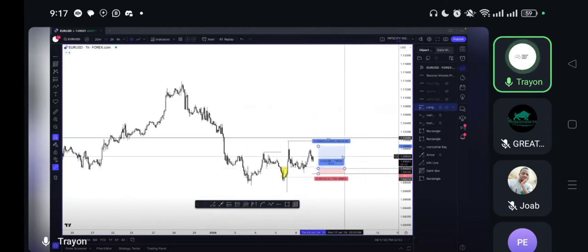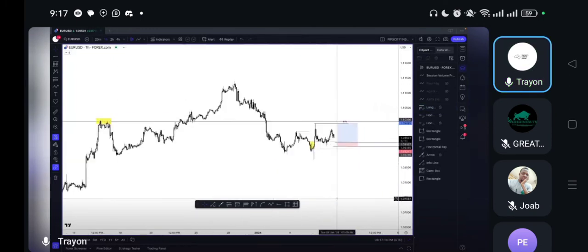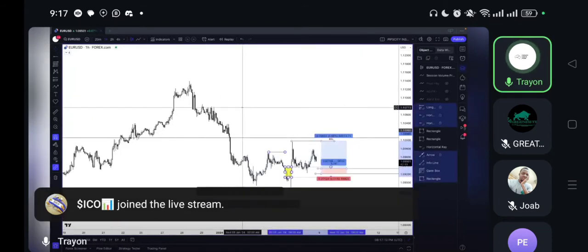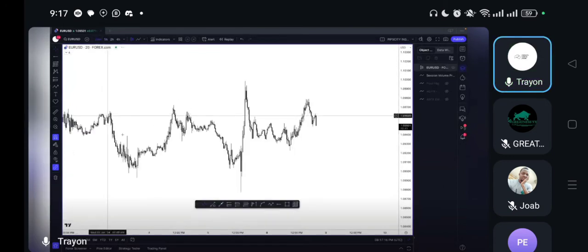It even gives us more than 1 to 3 from there. 1 to 5 setup. But then again, let's look at lower time frame. So this 1 hour, my game has started.